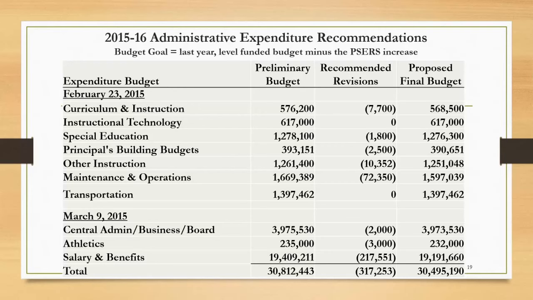The principal's budgets. So we reduced $2,500 from the principal's budget, and that was a reflection on the amount of monies that were planned for next year for a project which we were able to do this year and accomplish that same project.